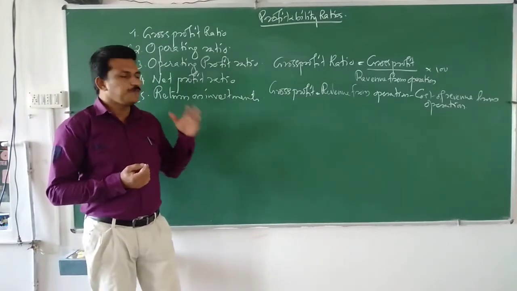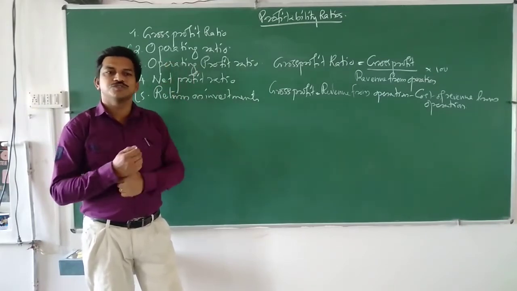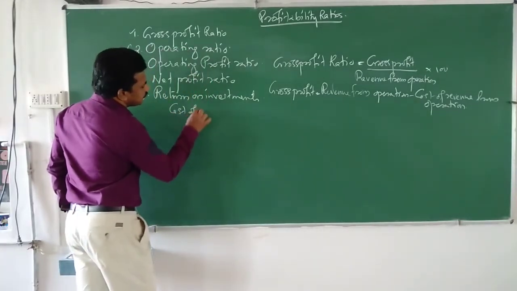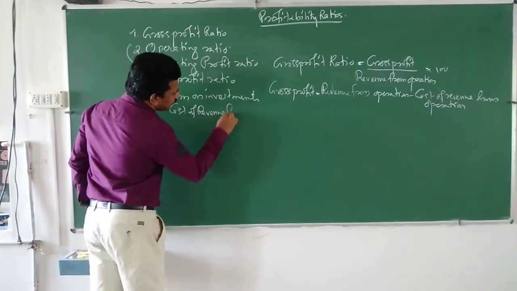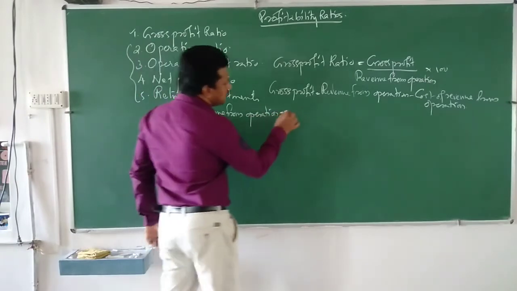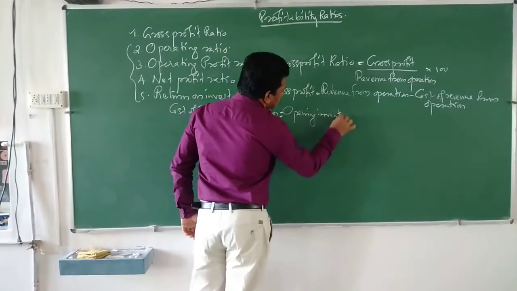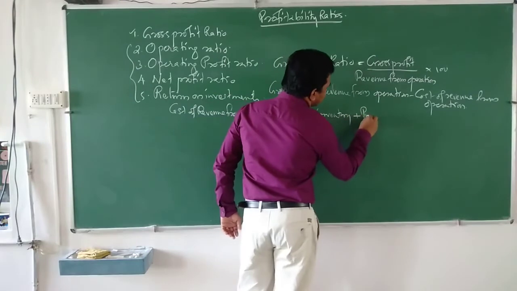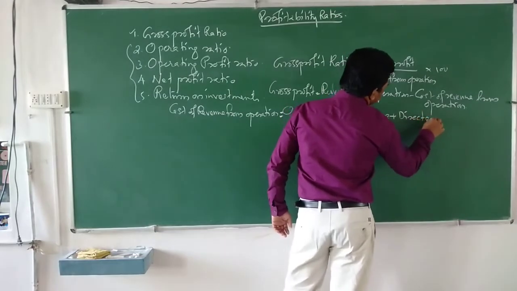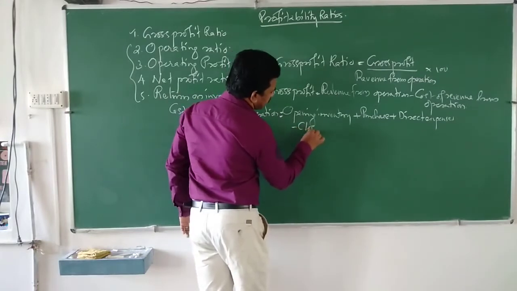Then how can we find out cost of revenue from operation? That also we have calculated in the previous categories of ratios. Cost of revenue from operation is equal to opening stock or opening inventory plus purchase plus direct expenses minus closing inventory.